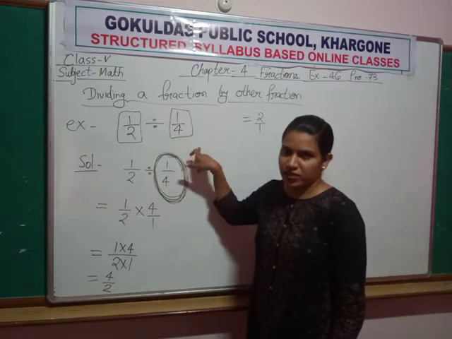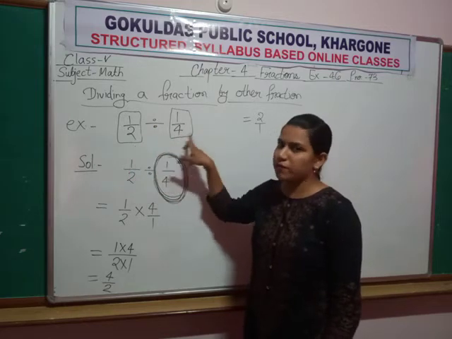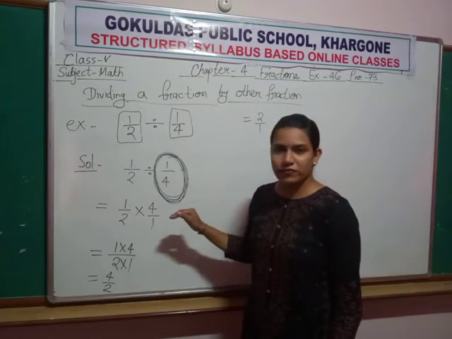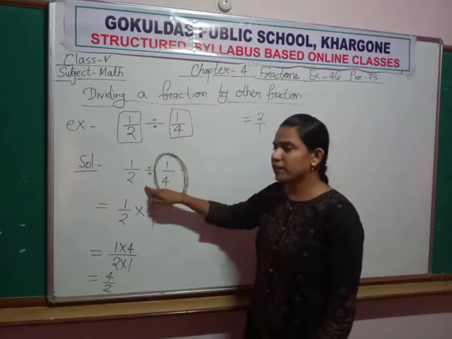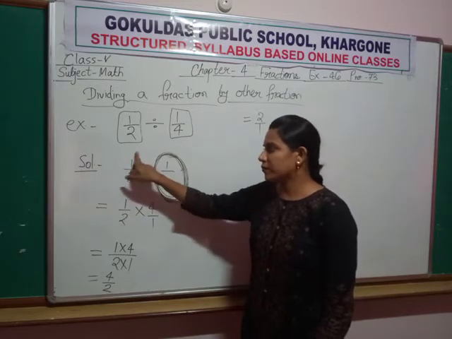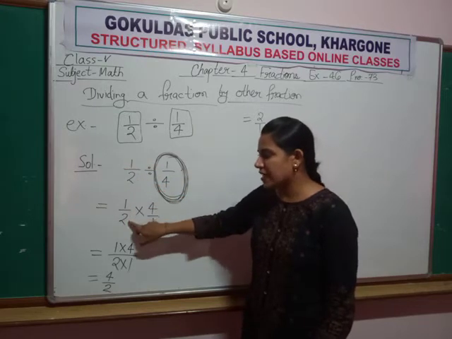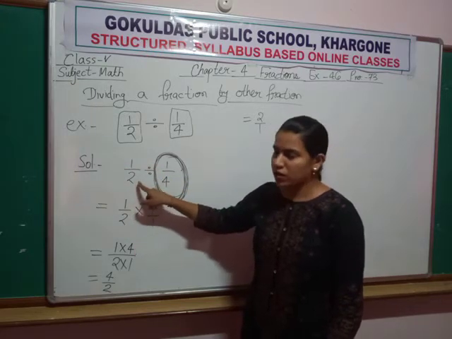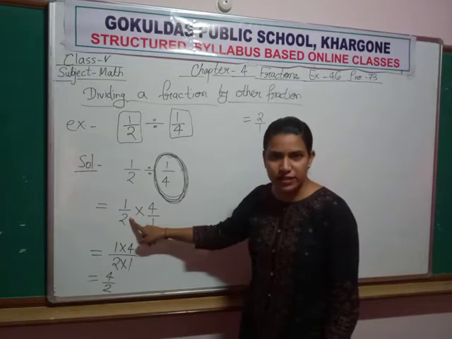Fraction divide by fraction. Our given question is a fraction divided by a fraction. So how have we solved it? We have rewritten the given question. Then what have we done? We write the dividend as it is, that is 1 by 2 here. So we write 1 by 2 as it is.